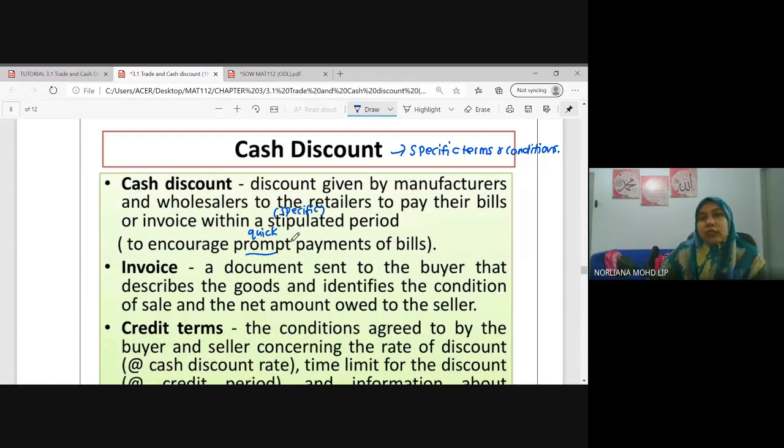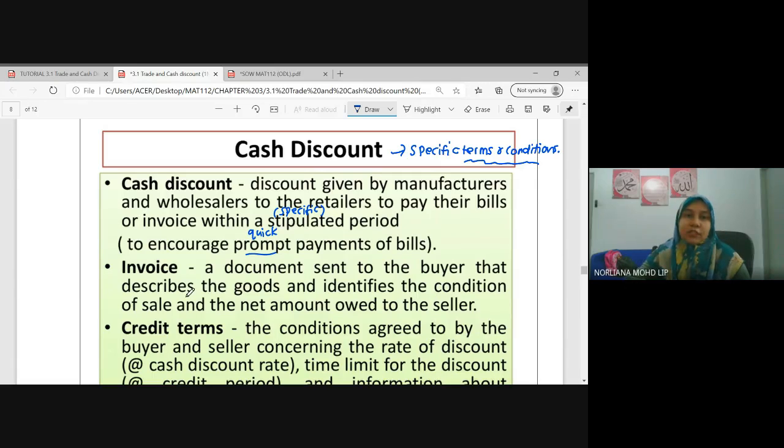So it is given as a cash discount. This cash discount has terms and conditions that depend on how quickly they pay. Maksudnya kalau cepat lagi dia bayar, dia akan dapat extra discount yang lebih banyak, lebih tinggi daripada siapa yang bayar lambat.